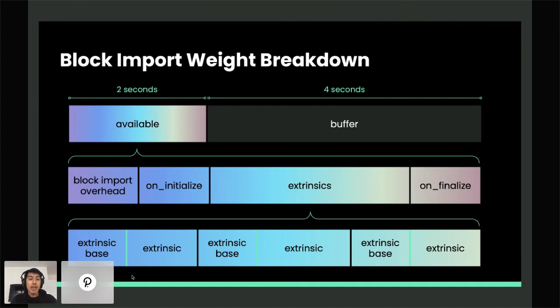This computation is made up of things you're probably all familiar with: importing a block, the block import overhead, on-initialize functions, the extrinsics inside of your block, and on-finalize, stuff like that. So what is the amount of logic that we can execute in this 2-second window? And what is the mechanism we use to measure and keep track of how much we can actually get done in this time period?